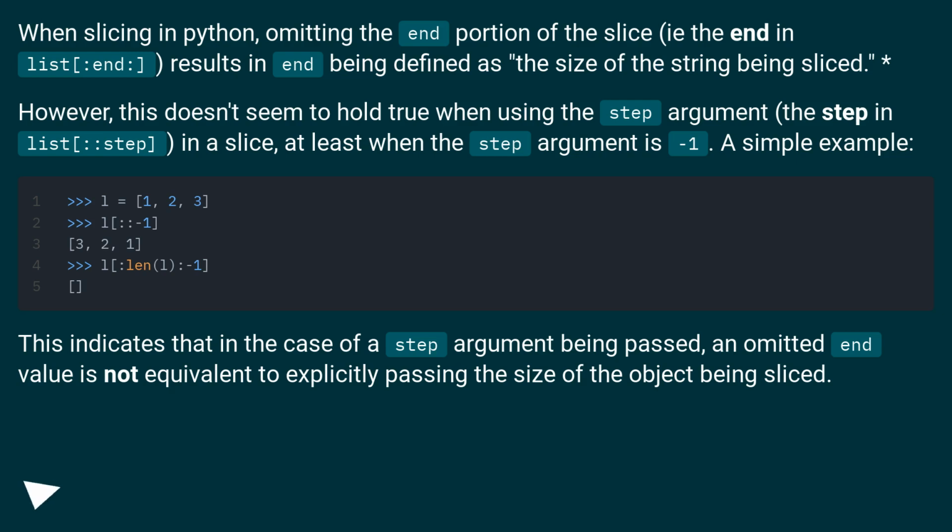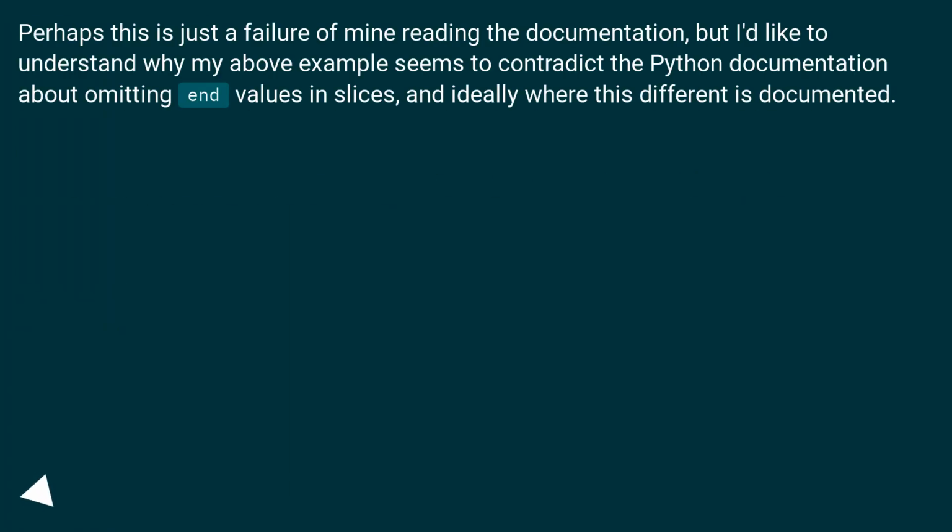A simple example. This indicates that in the case of a step argument being passed, an omitted end value is not equivalent to explicitly passing the size of the object being sliced. Perhaps this is just a failure of mine reading the documentation, but I'd like to understand why my above example seems to contradict the Python documentation about omitting end values in slices, and ideally where this difference is documented.